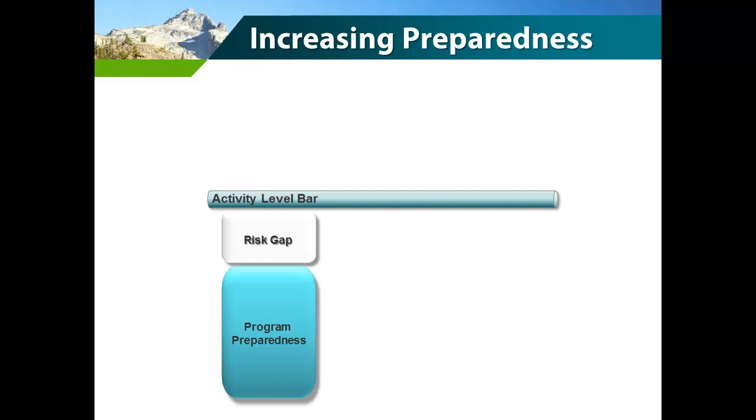What this means is that there are multiple approaches for managing our risk gap. One is by increasing program preparedness. If we do that and keep the activity level bar the same, we can reduce our risk gap. Another method is to keep the program preparedness the same and lower the activity level bar. And finally, we can modulate both program preparedness and activity level simultaneously.